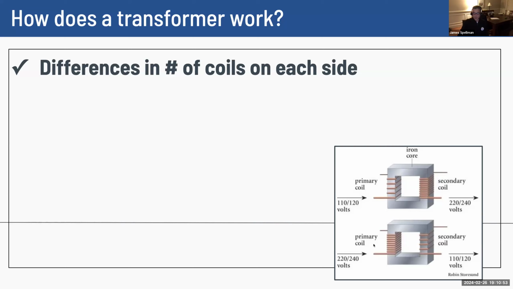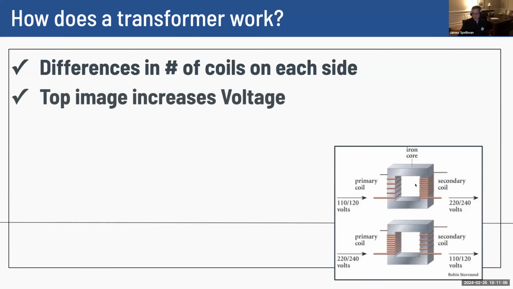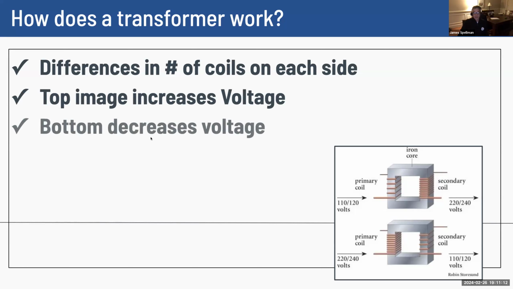The one on the bottom is the reverse, and hopefully you can infer how this happens. It has to do with the number of wraps, or the number of turns, which is what these tend to be called, on each side. So if you go from very few turns to a lot, the voltage is going to go up. If you go from a lot of turns to a few, the voltage is going to go down. So the top image is going to increase the voltage. The bottom image would end up decreasing the voltage.